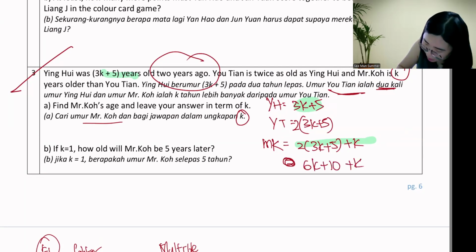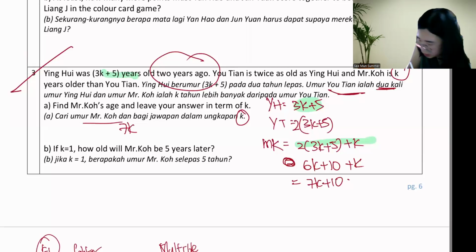Plus K. And then 6K plus K is equal to 7K plus 10. Okay, steady. So this is the age. 7K plus 10.